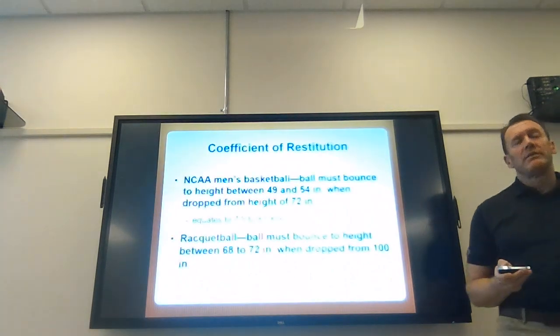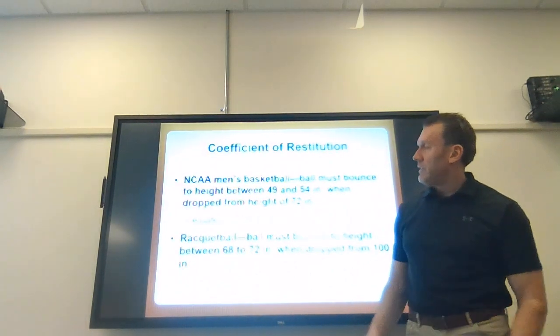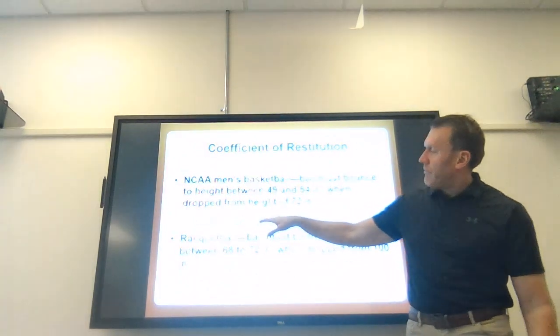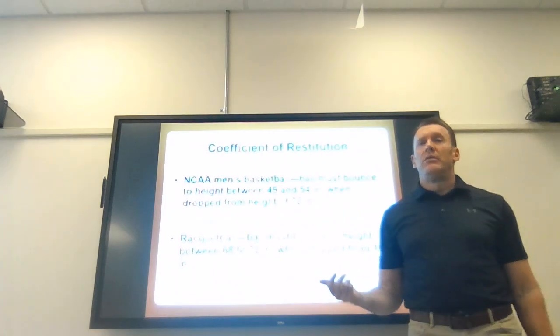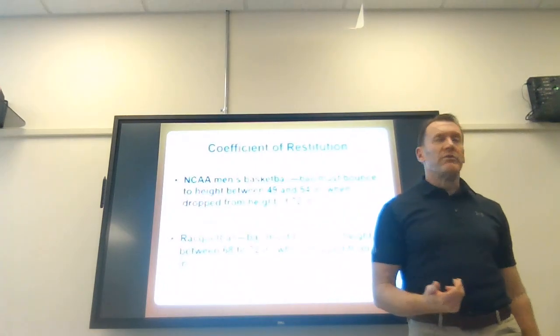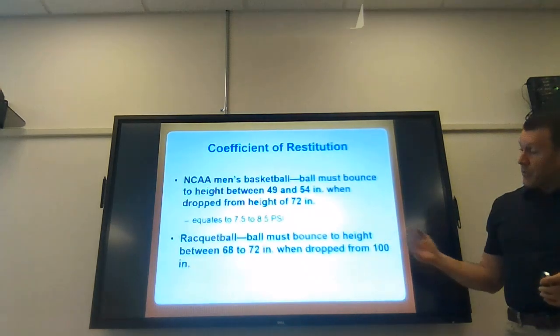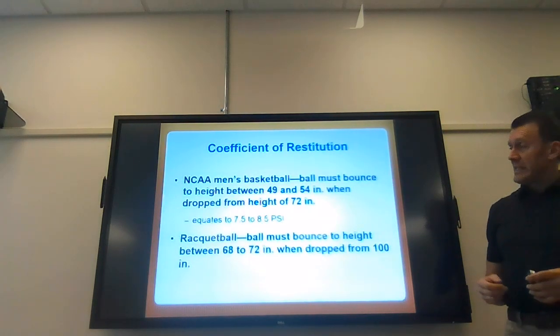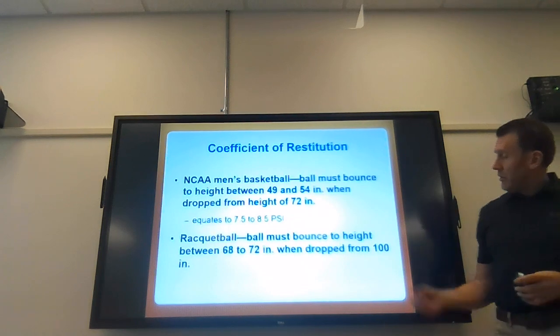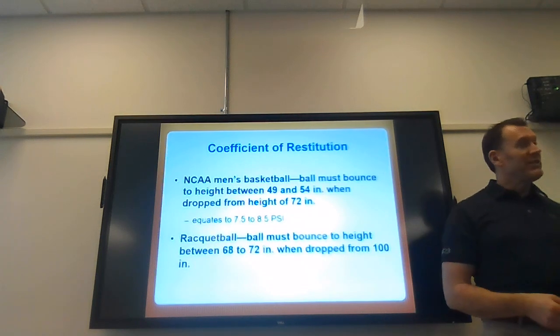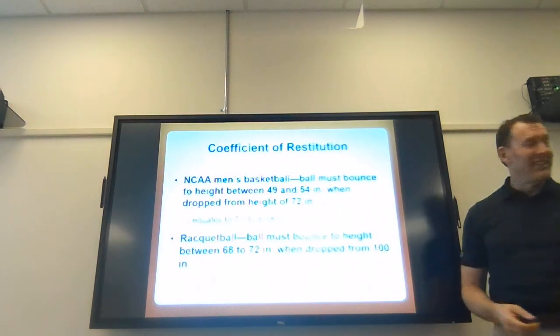So again, it's a lot easier to just put 7.5 to 8.5 pounds per square inch of air into the ball. For racquetball, it must bounce to a height between 68 to 72 inches when dropped from a height of 100 inches. So if you want, try that one.